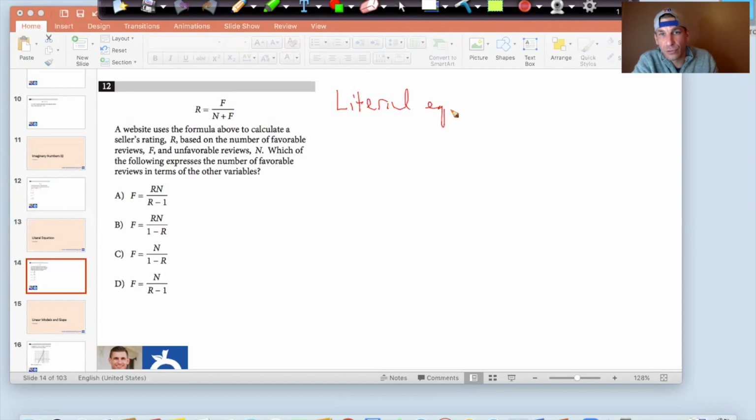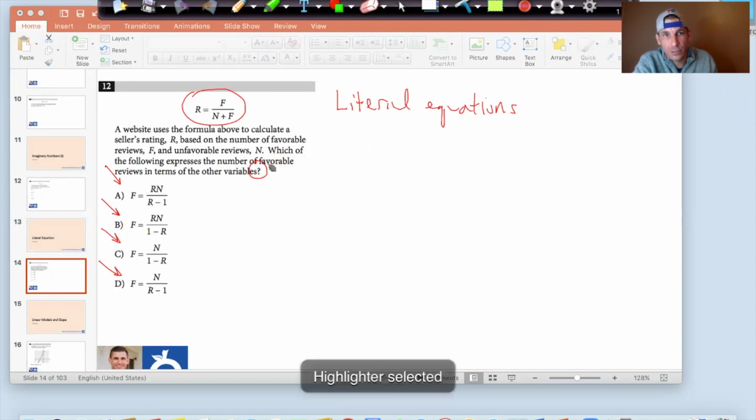Now, whenever you're doing what is called a literal equation problem, the easiest way to spot it, honestly, is that you have an equation up at the top. All of your choices here represent F equals, P equals, P equals, P equals, F equals, F equals, and you end in a question. It always says which of the following expresses the number of this in terms of that. So whenever you have this wording, which of the following expresses this in terms of that, this is what we're referring to as a literal equations problem.